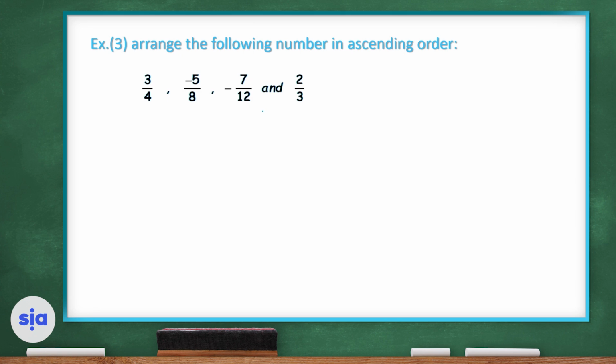Exercise number 3. Arrange the following numbers in ascending order. Ascending order means from smaller to bigger. As we said, they all should have the same denominator.